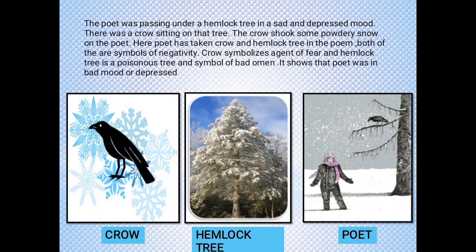Fine. The poet was passing under a hemlock tree in a sad and depressed mood, and there was a crow sitting on the tree. So, if we go through the line, the way a crow shook down on me the dust of snow from a hemlock tree. It means that the poet was passing under a hemlock tree in a sad and depressed mood. There was a crow sitting on the tree, and the crow shook some powdery snow on the poet.